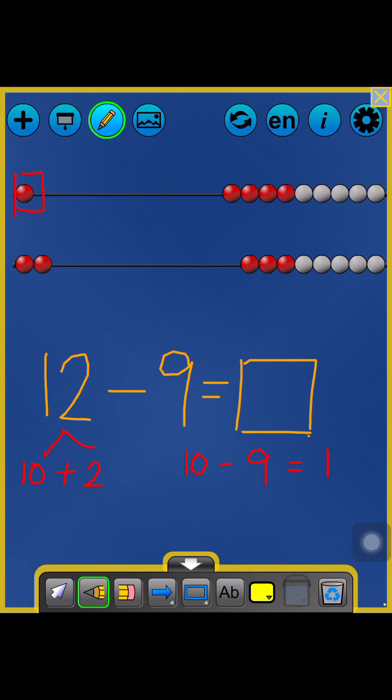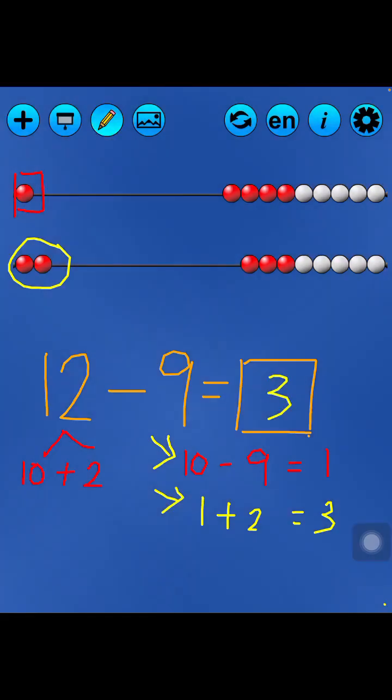How about the second row? How many bits are left? Yes, it's 2. 1 plus 2 equals 3. So when we find 12 minus 9, we will first subtract 9 from 10 equals 1. And 1 plus 2 equals 3.